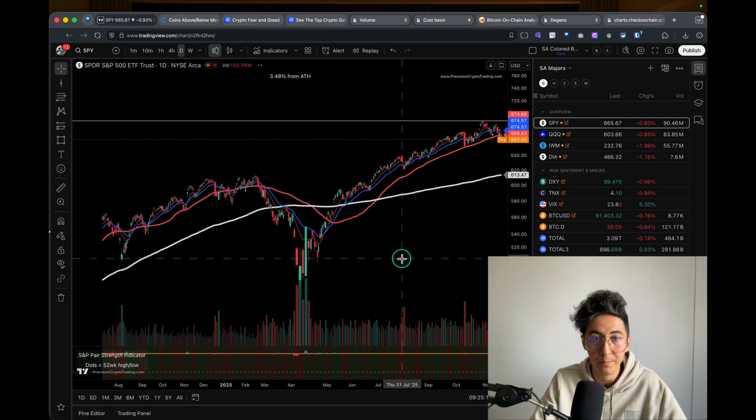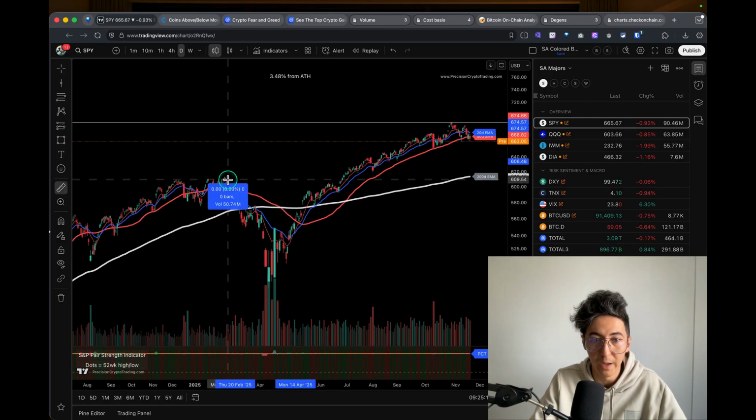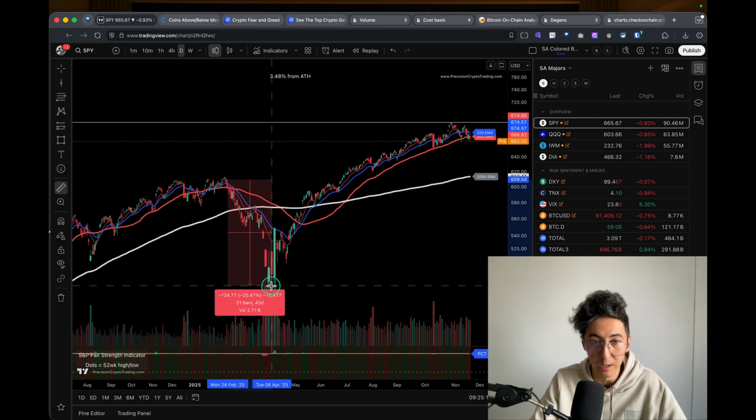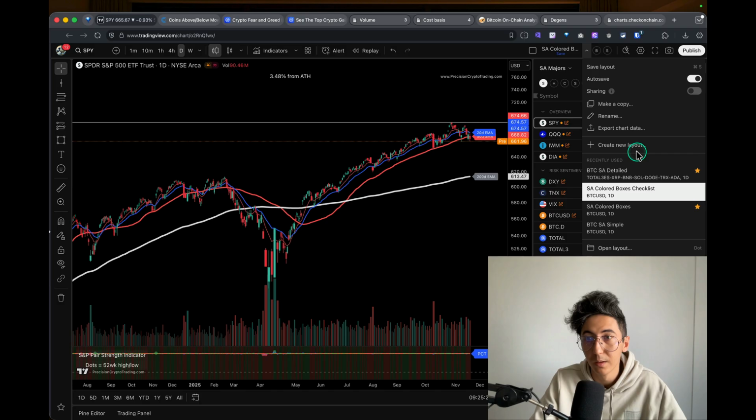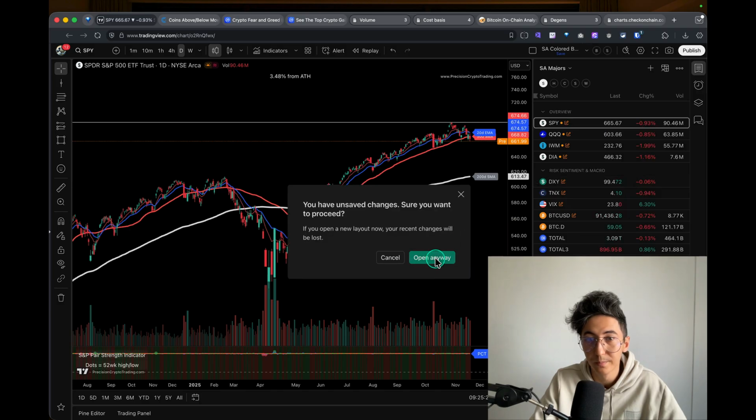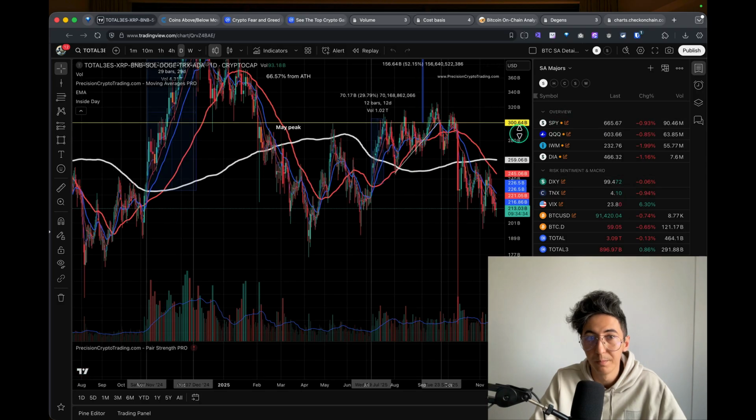stage 4 decline back in February that led to the April bottom. You can see the volume really increasing here. We can see the volume really increasing here. Let me change this. There we go.